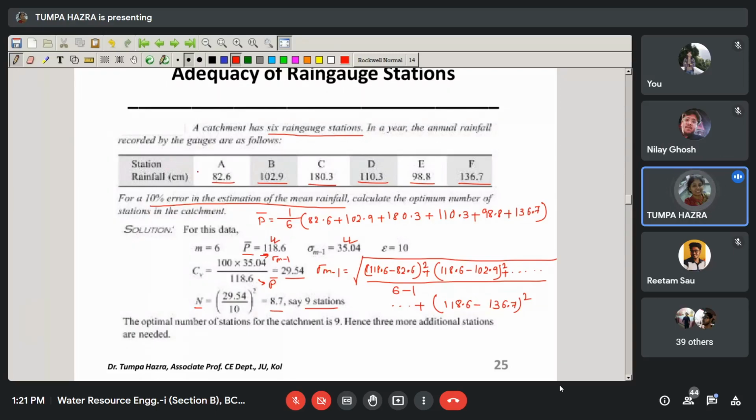Now you can see you already have 6 rain gauge stations, but your optimal number of rain gauges required is 9 if 10% error is allowable. So you have to add additional 3 stations.